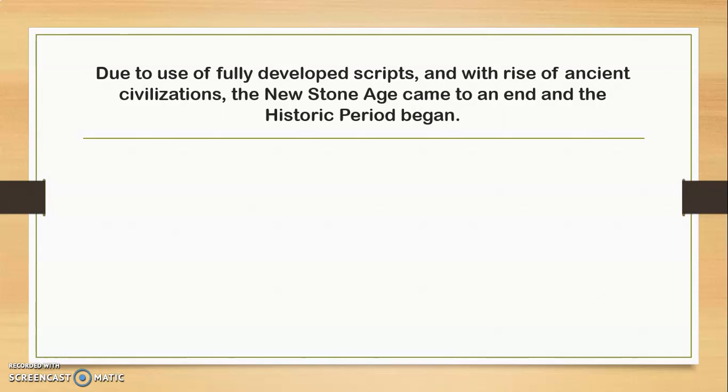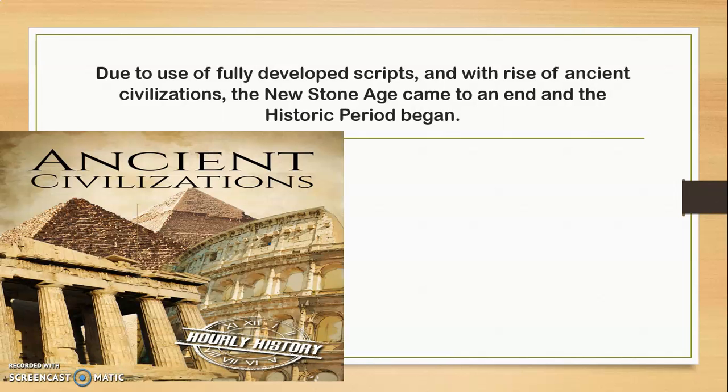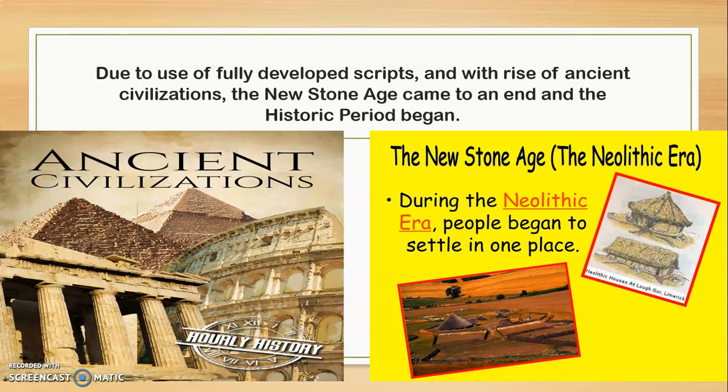Why? With the rise of ancient civilization, the New Stone Age came to an end and the historic period began. So the ancient civilization means the Egyptian civilization or the Harappa civilization, the Chinese civilization, Mesopotamia civilization. So these were the ancient civilizations. With the rise of these, the New Stone Age came to an end.